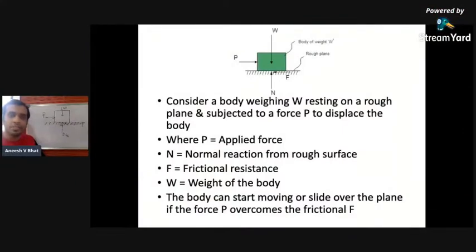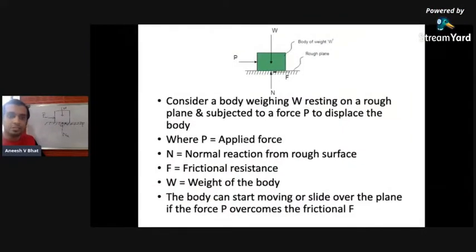You can observe the slide here. You're asked to consider a body of weight W resting on a surface and subjected to an external force P. And let us go through the last point here. The body can start moving or sliding over the plane if the external force P overcomes the frictional resistance F.